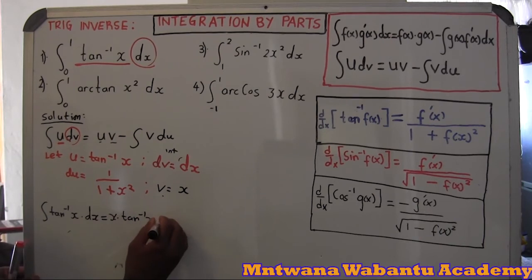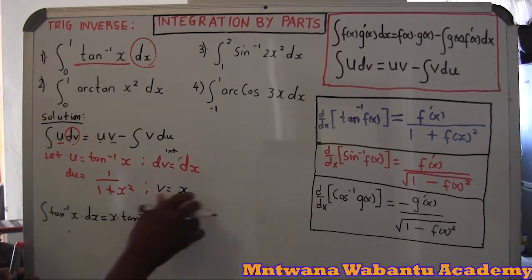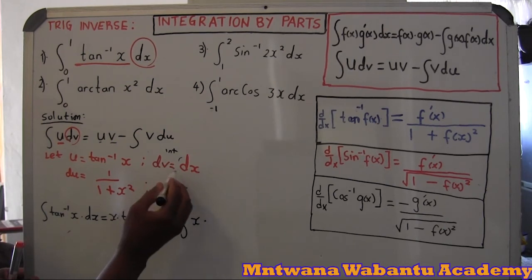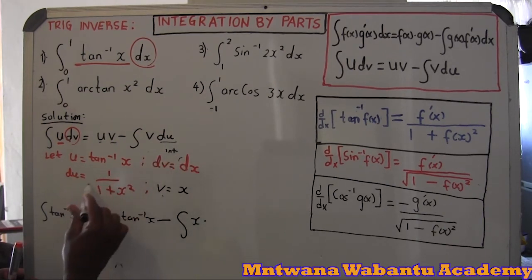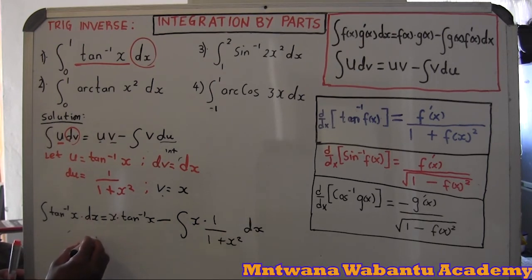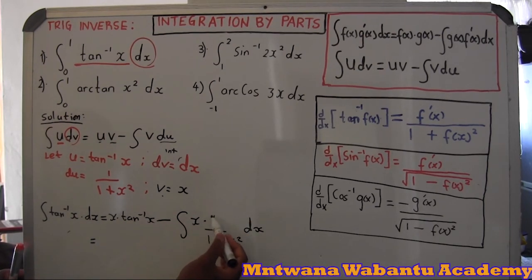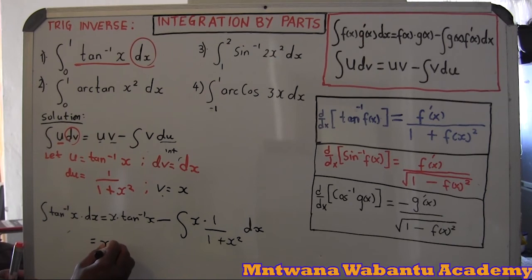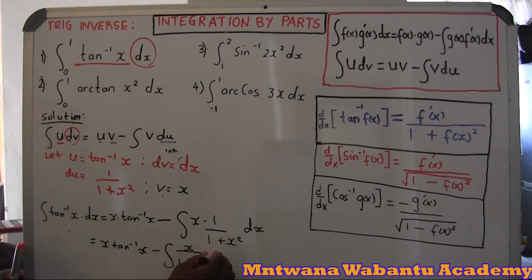Now we say minus integral. What is v? Our v equal to x. Now we go to du. What is du? du equal to 1 over 1 plus x squared dx. So now this is going to give us x times 1 equal to x over 1 plus x squared. So this is going to be x times tan inverse of x, and then we minus the integral of x over 1 plus x squared dx.